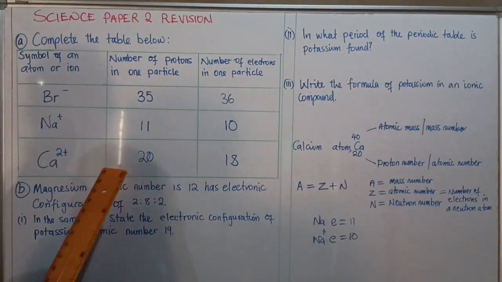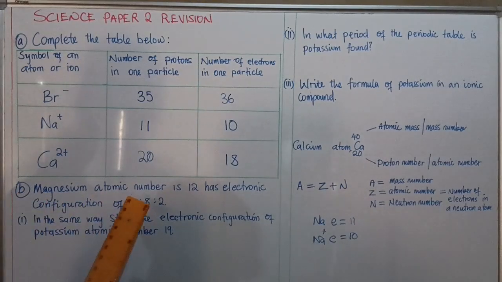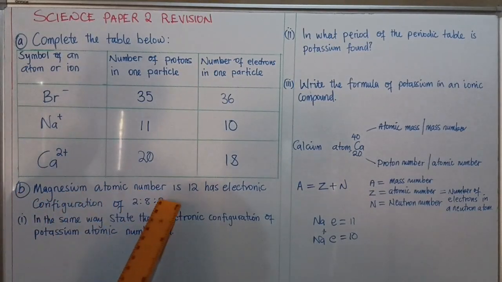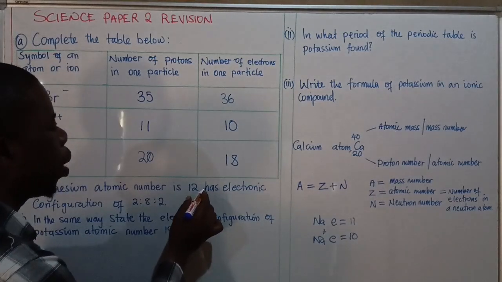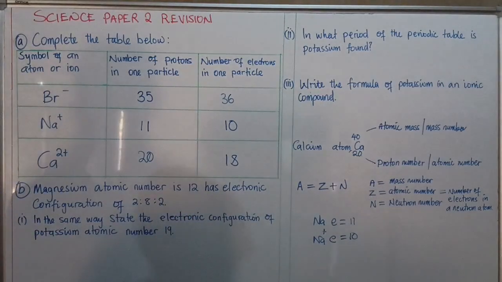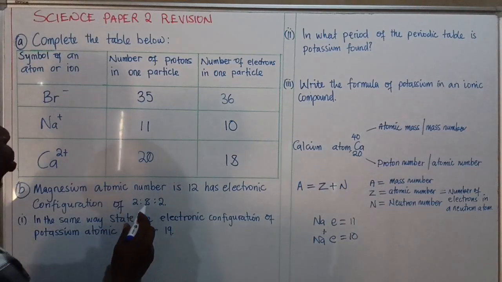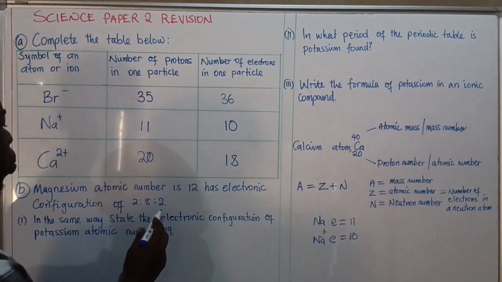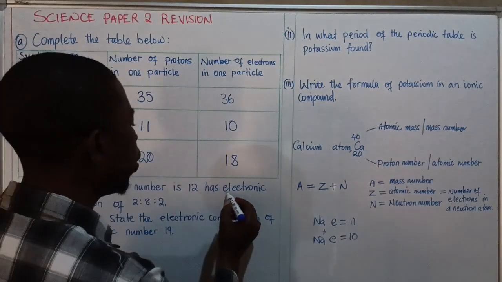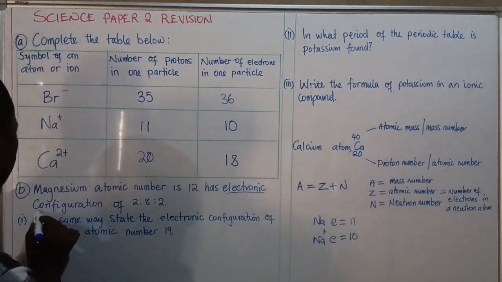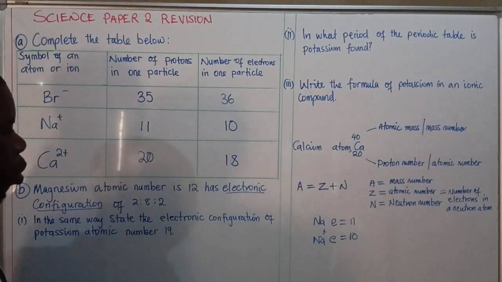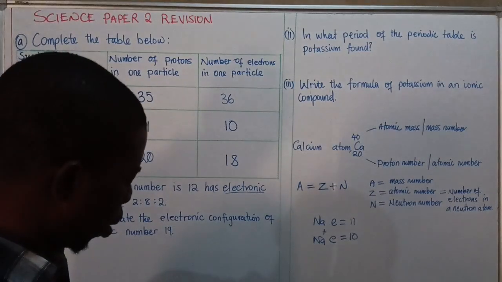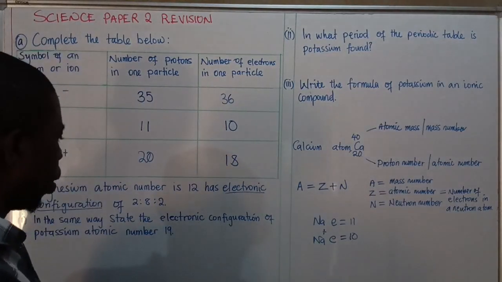to B. In B, we are told magnesium atomic number is 12, has electronic configuration of 2, 8, 2. So before we go any further, I would love to explain electronic configuration.